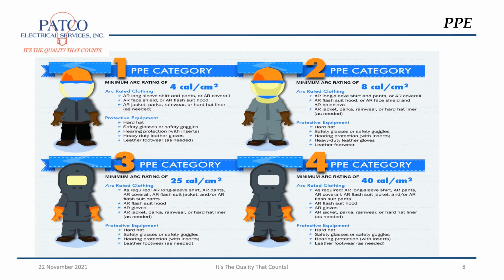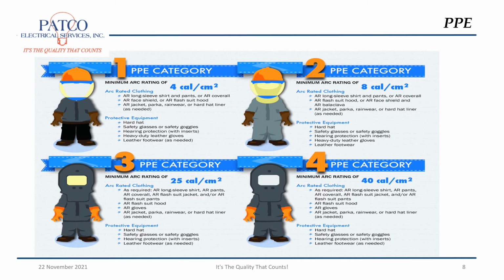Category 3, minimum arc rating of 25 calories per centimeter squared. In your arc rated clothing, as required: long sleeve shirt, pants, coverall, flash suit jacket and/or flash suit pants, all arc rated. Flash suit hood, arc rated gloves, and jacket, parka, rainwear, hard hat liner as needed. Protective equipment: hard hat and safety glasses, hearing protection, leather footwear.